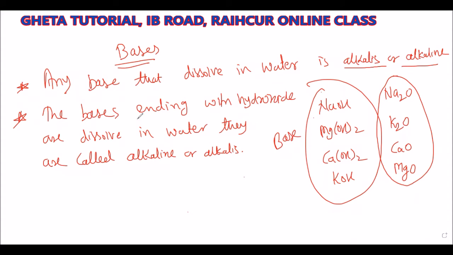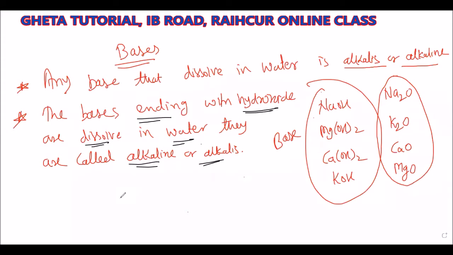The bases ending with hydroxide are dissolved in water, and they are called what? Alkaline. The bases ending with hydroxide are dissolved in water, and they are called alkaline.